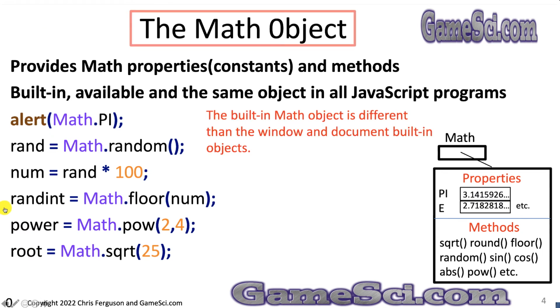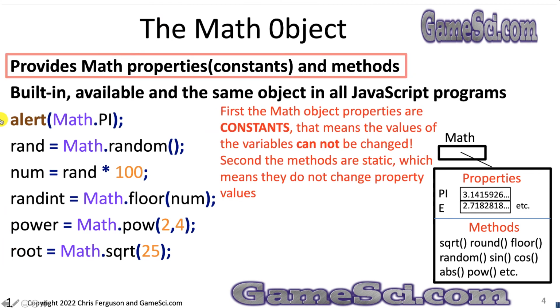The math object. The built-in math object is different than the window and the document built-in objects. It's very, very different. They're all built in, but the math object is going to be significantly different than the window and the document. We'll explain that shortly. Pretty obvious, but it provides math properties or constants and methods. Everything in the math object is math related.